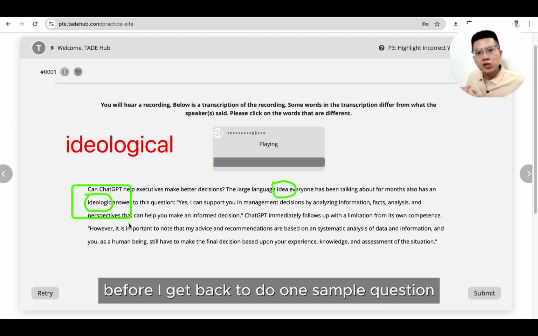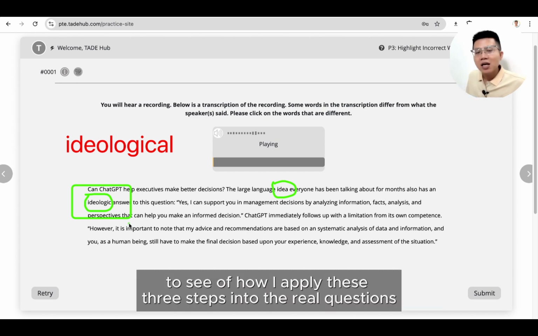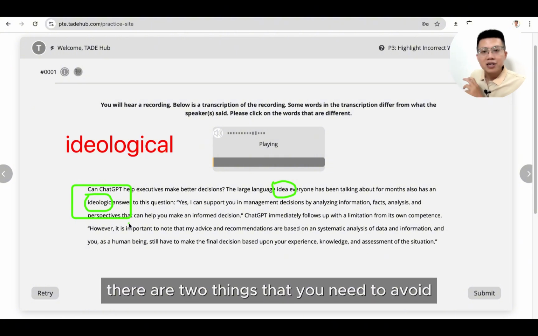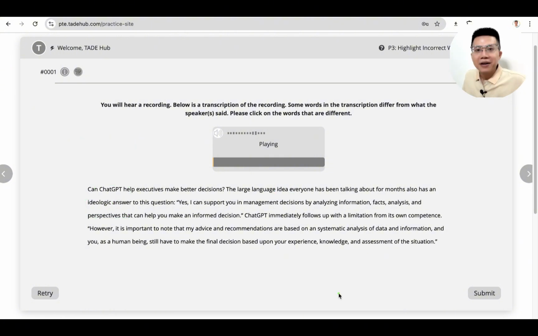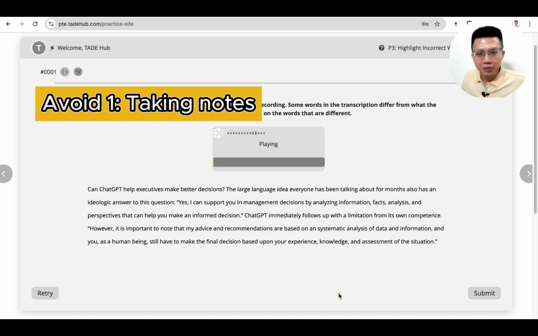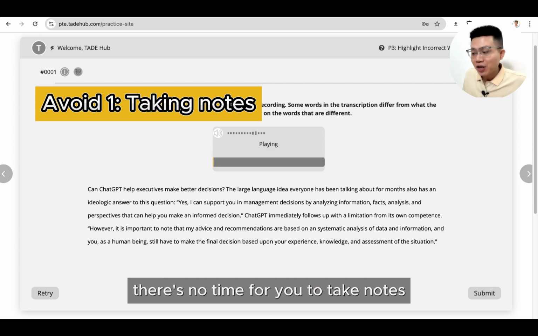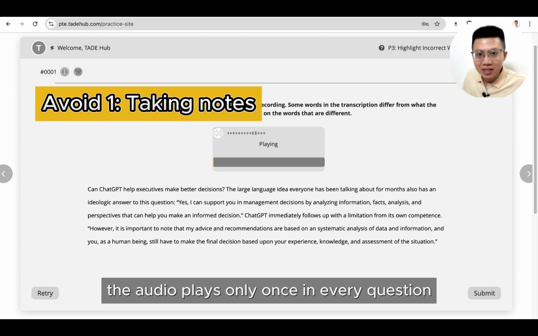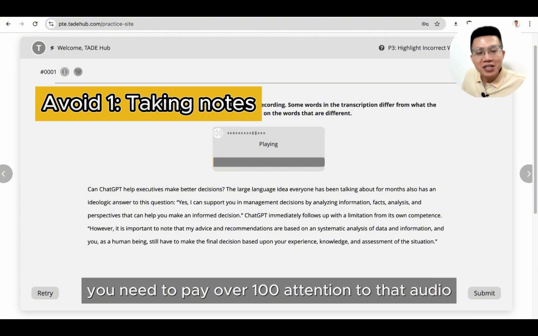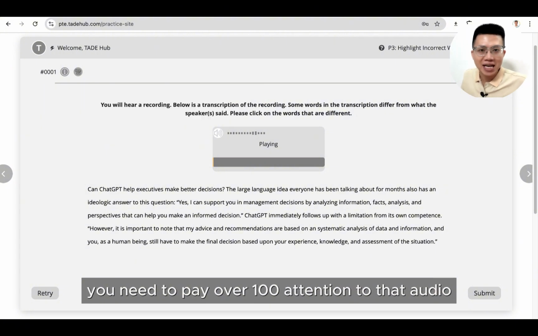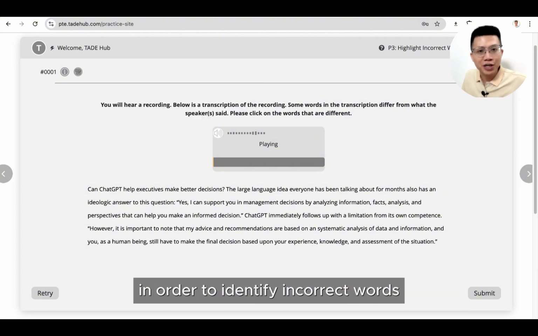Before I go on to do one simple question for you to see how I apply these 3 steps to real questions, there are 2 things that you need to avoid. The first one is to take notes. There is no time for you to take notes. The audio plays only once in every question. You need to pay 100% attention to that audio in order to identify incorrect words.